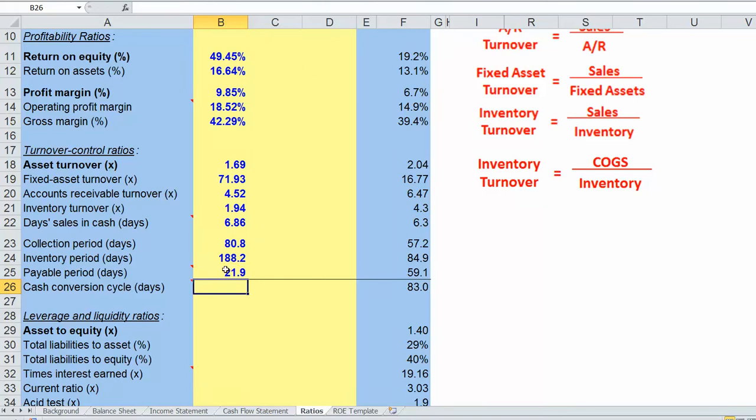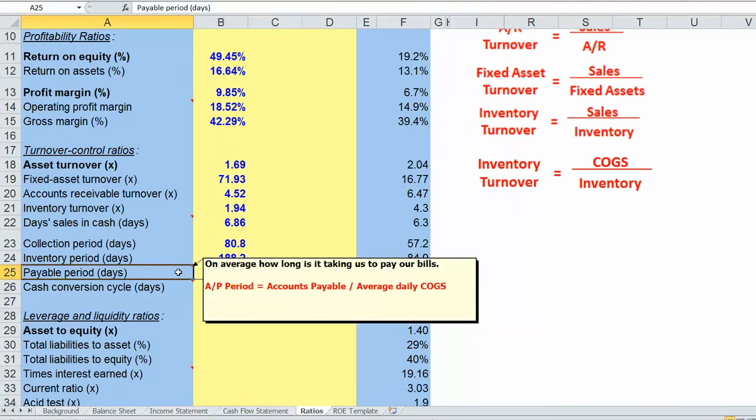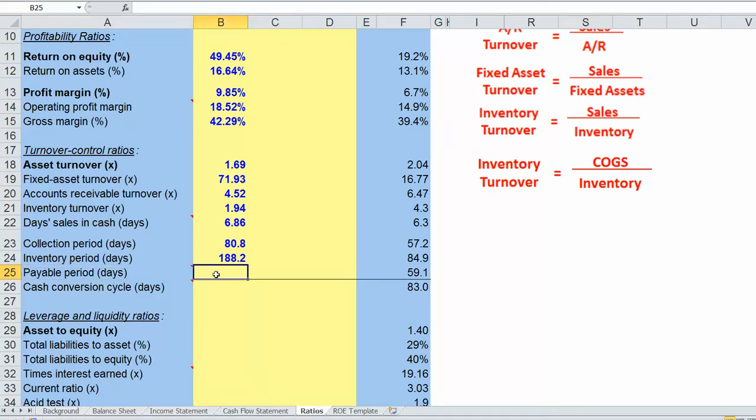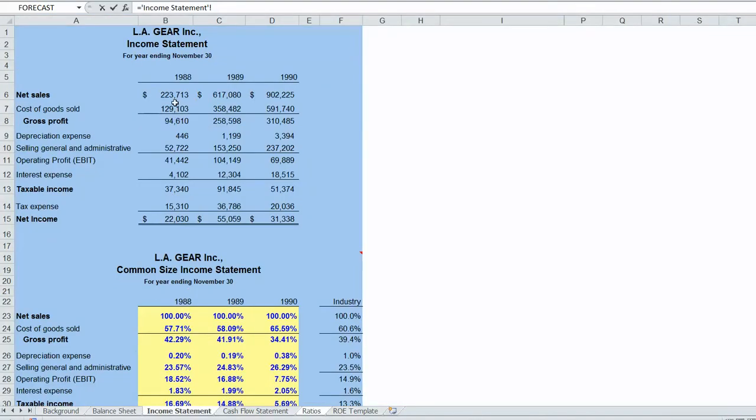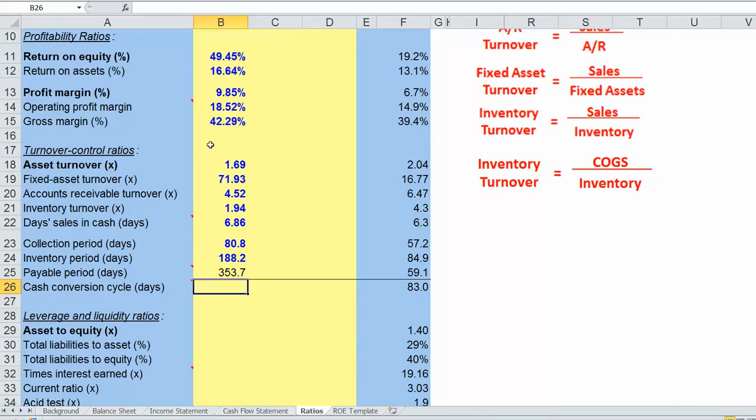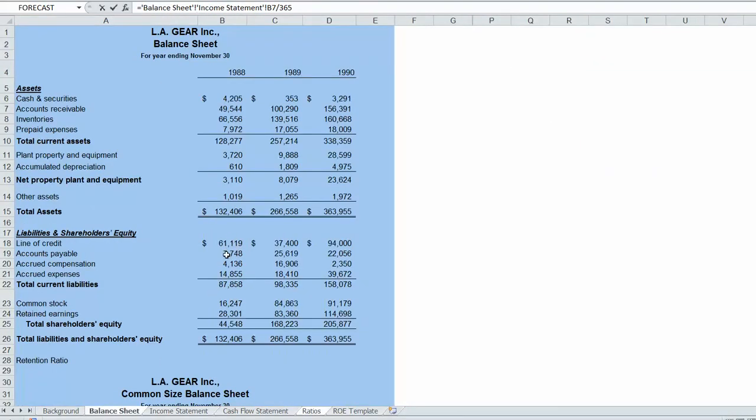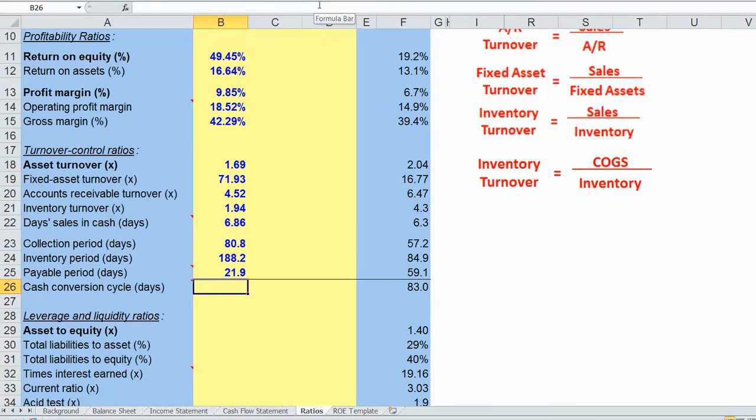Another way we can calculate our payable period in days, and again, our payable period is simply how long it is taking us to pay our bills, would be to take our accounts payable and divide it by average daily cost of goods sold. So let's begin by calculating average daily cost of goods sold equals income statement, cost of goods sold, 129,000 divided by 365. On average, our sales are costing us $353,000 a day. Now we're simply going to again go to the beginning of that, equals, click on our balance sheet tab, and we're going to want to pick up our accounts payable and divide that by our average daily cost of goods sold. So we're going to put parentheses around what we had in the denominator.